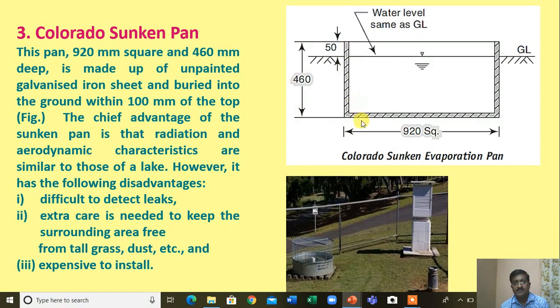So you can see the cross section of a Colorado sunken pan. The 920 mm square is there, and 460 mm depth is there. This is the water level, and this is a pictorial view of this Colorado sunken evaporation pan.